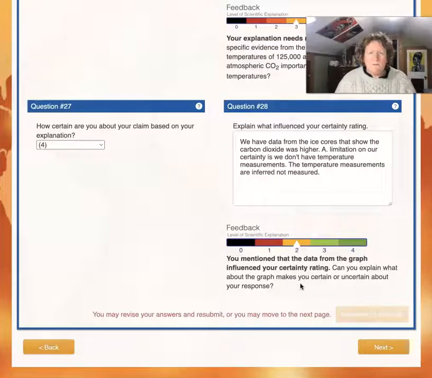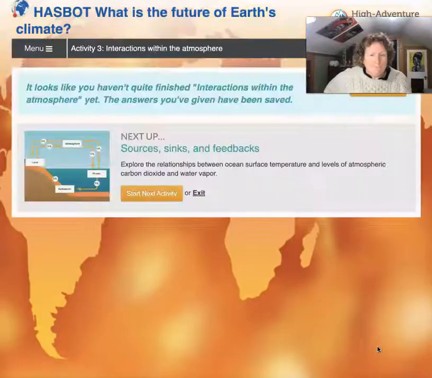Ice cores are just one representation of the carbon dioxide, so they're not perfect. And they're only one part of the world. So you can add some more explanations. You can read the feedback and you can add some more explanations of your own.